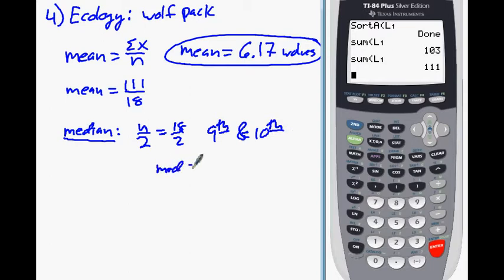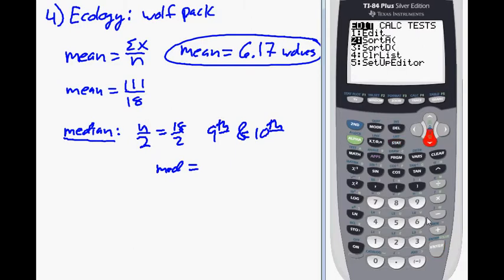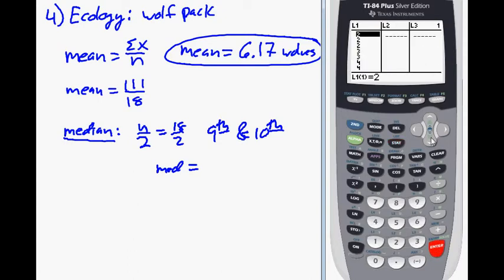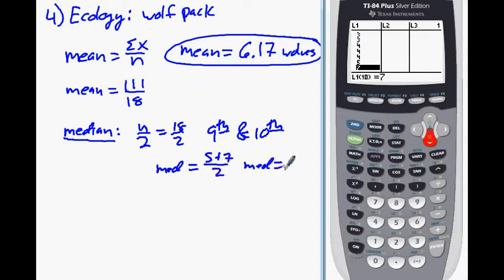So the median, we should sort our list. We're going to sort. Now we can go in and find our 9th and 10th. Looks like that's 5 and 7. So median will of course be 6.